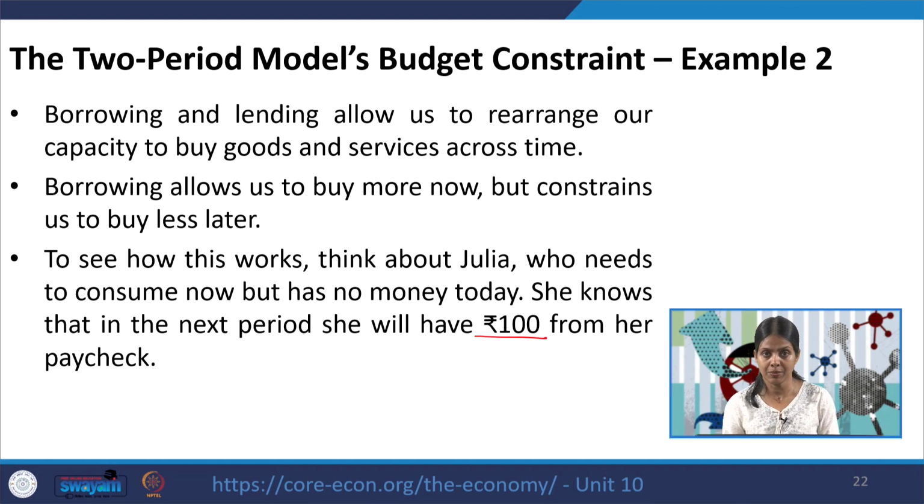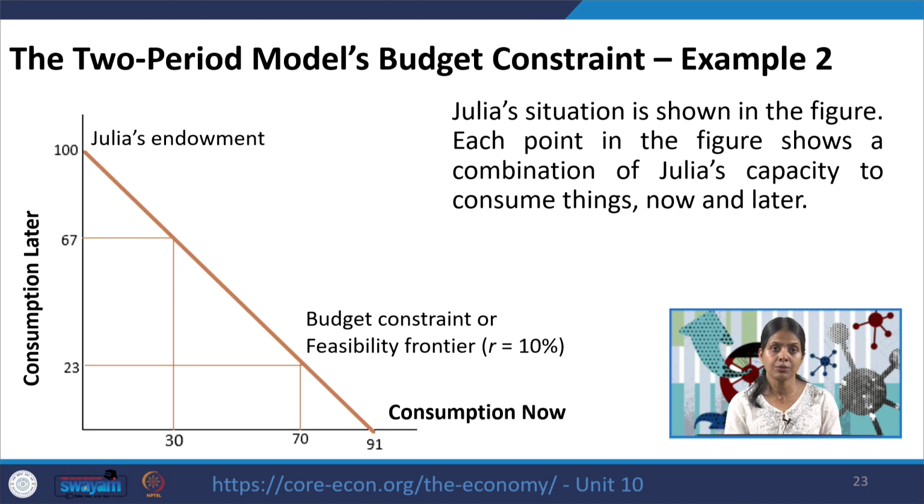So, you are just starting to work maybe. So, this month you do not have any money, at the end of this month you are going to get 100 rupees, and with that 100 rupees you actually have to spend for 2 months. So, this month as well as the next month. Now, this is how we would be drawing Julia's budget constraint. This is Julia's endowment at 100 rupees.